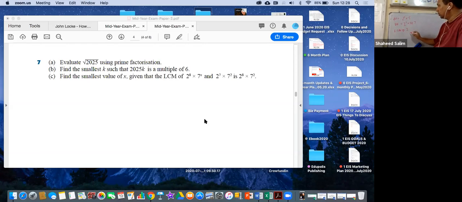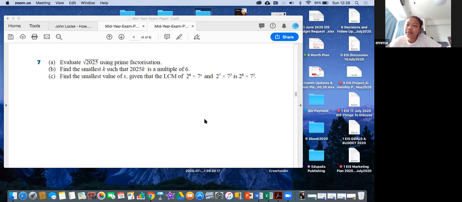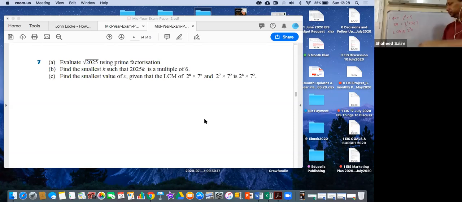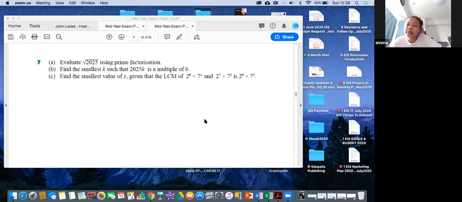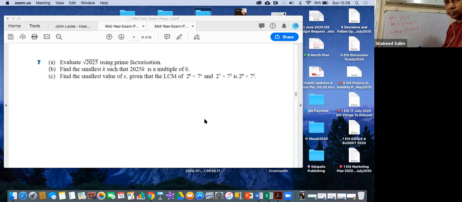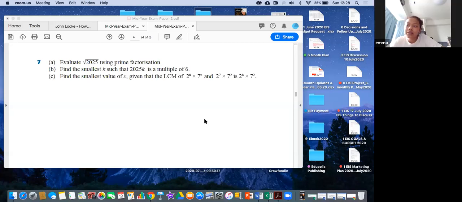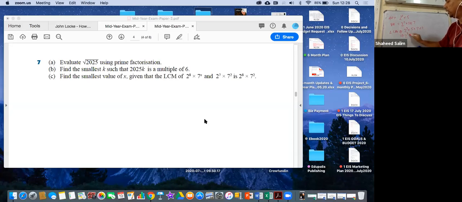What's the LCM, just by looking at this? 2 to the power 3, times 5, times 7. What about 3? 3 also? Wait, yes. So now we arrange it nicely: 2 to the power 3 times 3 times 5 times 7. Okay. That's your LCM.